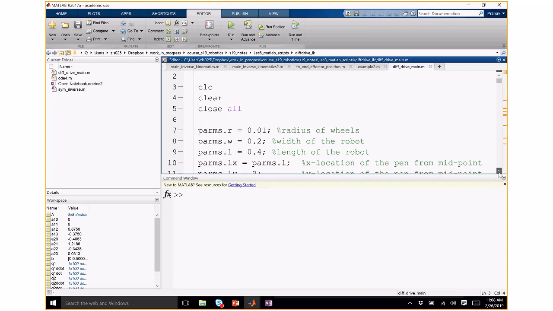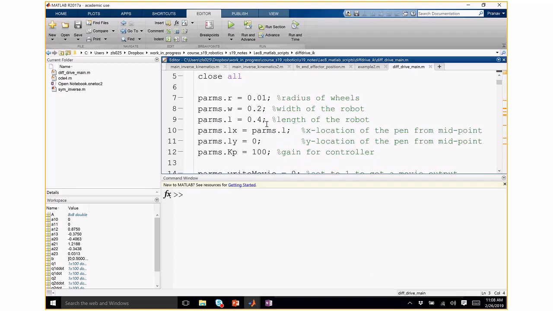R is the radius of the wheels, W is half width, L is the length of the car. It's a rectangular car, and I specified the end effector, or the pen, to be exactly in the middle of the car. So that's why Lx is L and Ly is 0. If this is the car, then the wheels are here, and that point is right here. This point is going to track the circle, and you can change it to whatever you want based on your code. The gain is 100. I told you it's a user chosen value.